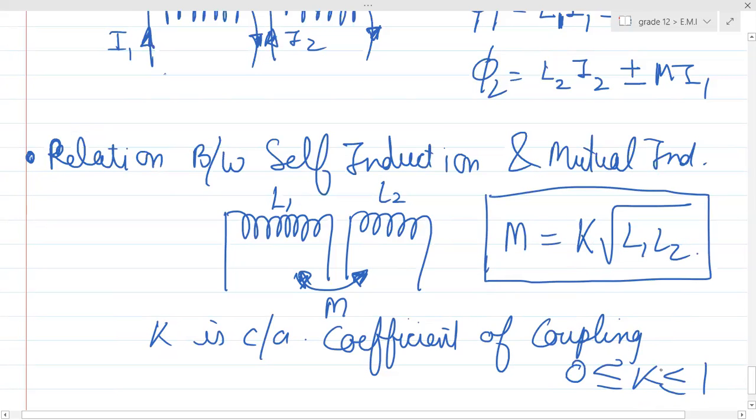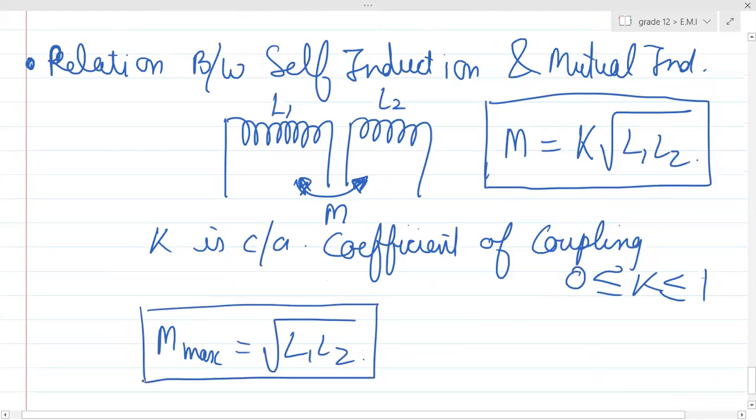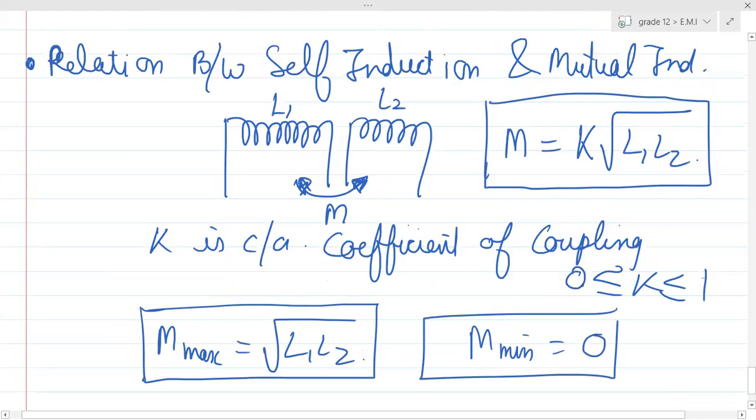This K is basically called the coefficient of coupling. So what is the maximum value of mutual induction between two coils? It is square root of L1 L2. Yes or no? And what is the minimum value? 0. When I use 0 over here, it will become 0. When I use 1 over here, it will become the square root of L1 L2.